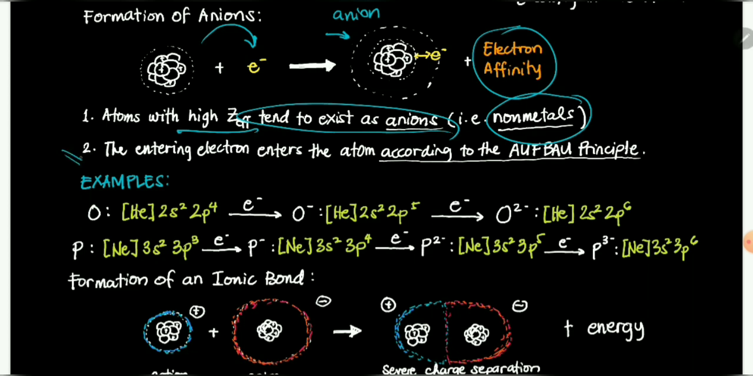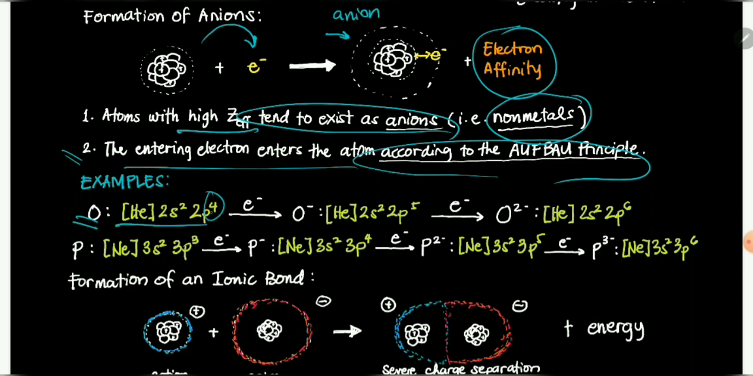Okay? So, paano nag-enter yung electron? So, the entering electron enters the atom according to the Aufbau principle. So, kung ano yung may available na orbital na may mataas na n plus L, doon lang mapupunta yung ating entering electron. Okay? So, for example, oxygen. So, for the oxygen, we have the electron configuration helium 2s2 2p4 since hindi pa fully filled ang ating 2p orbital. Kapag naglagay ka ng electron, additional electron, magkakaroon ka ng O- which is a configuration of helium 2s2 2p5. So kapag naglagay ka pa ulit ng isa pang electron, magkakaroon ka ng O2-, okay, which is the oxide, which is an electron configuration of helium 2s2 2p6.